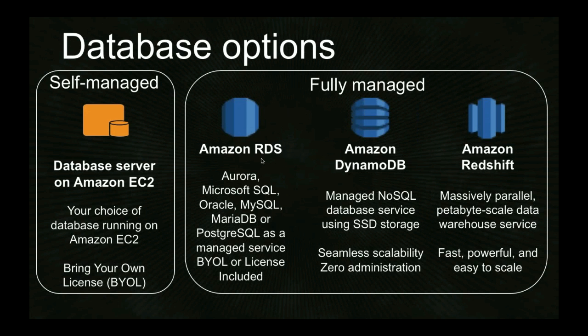You can choose the engine. Currently we have Amazon Aurora, Microsoft SQL Server, Oracle, MySQL, MariaDB, and PostgreSQL. All of these as a fully automated database engine. In addition to that, we have Amazon DynamoDB, which is a managed NoSQL database service. More about that later. And then we have Amazon Redshift, which is a massively parallel petabyte scale data warehouse service.